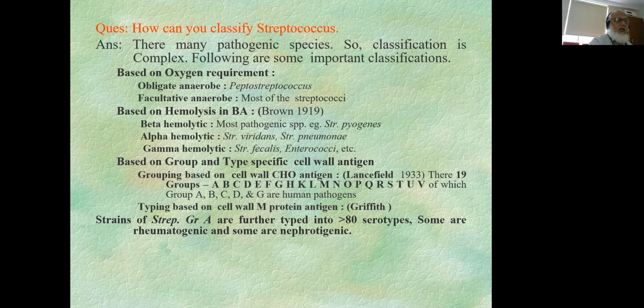It is to be mentioned here that the grouping and typing has no relation with beta hemolysis, because many alpha hemolytic are also pathogenic. But for beta hemolytic, it is important whether they are group A or not. If it is group A, then there can be rheumatogenic or nephrogenic species. This is the importance of grouping and typing.